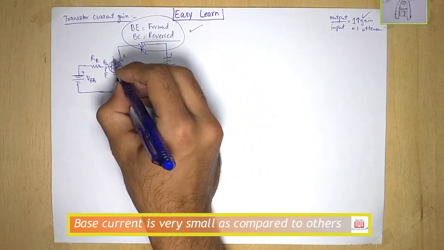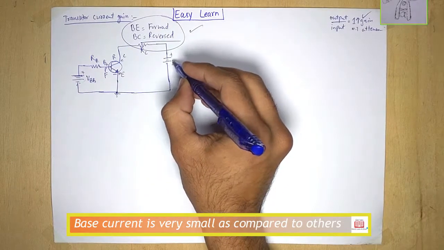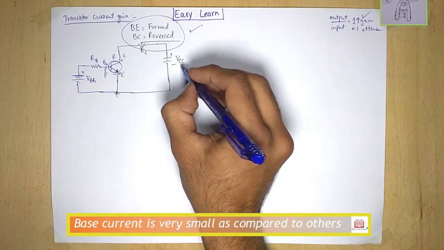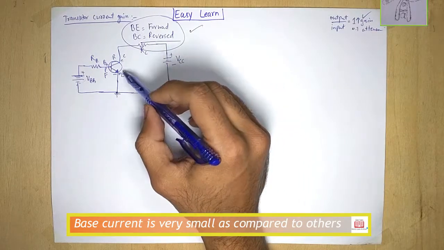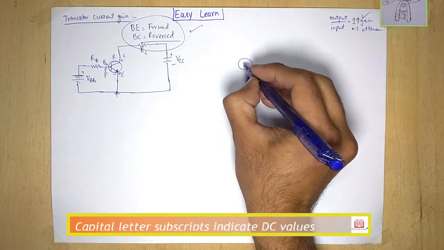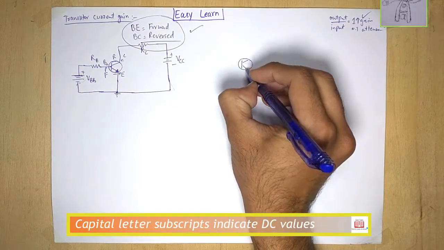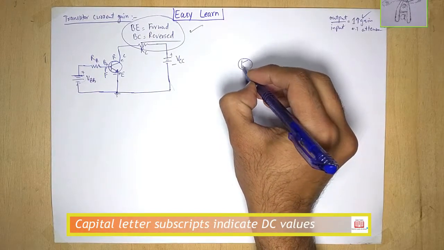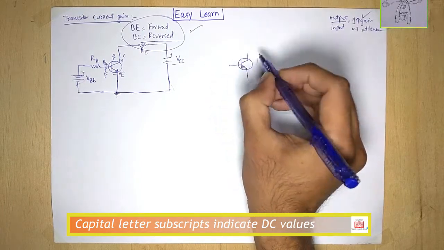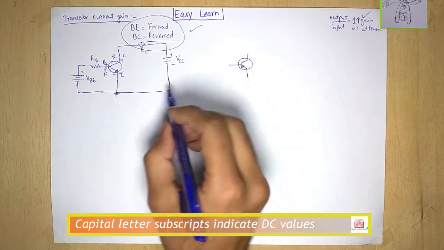This is forward bias and this is reverse bias. You can see that we can rename this as VCC, or just VC, because it is connected at the collector terminal. Now let's discuss the second case.